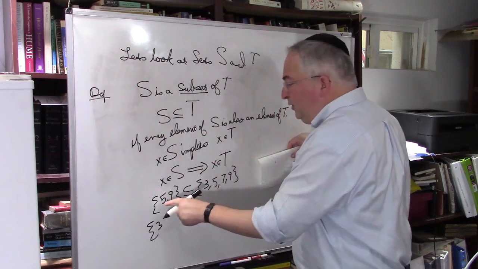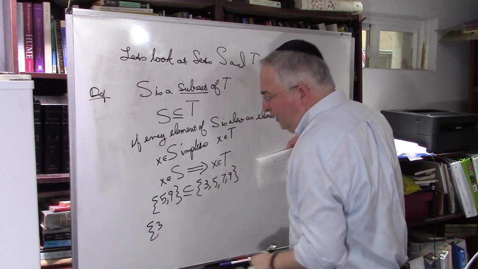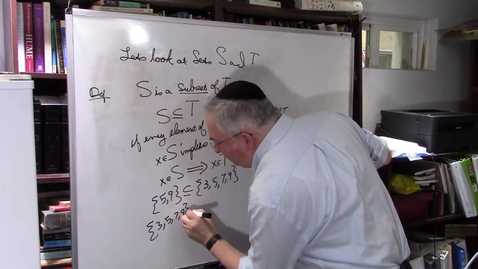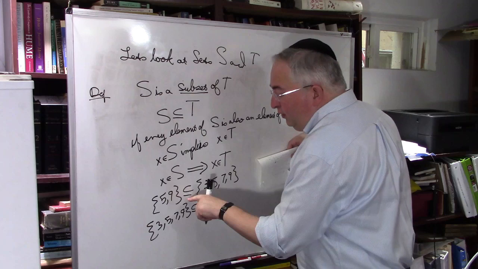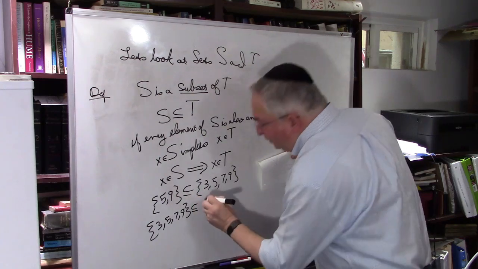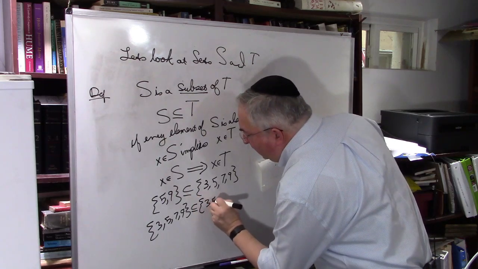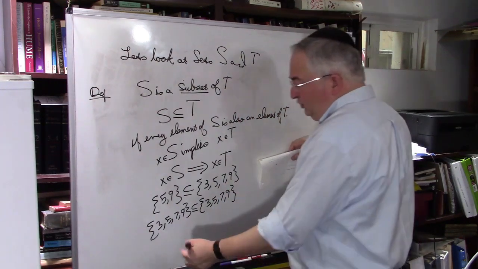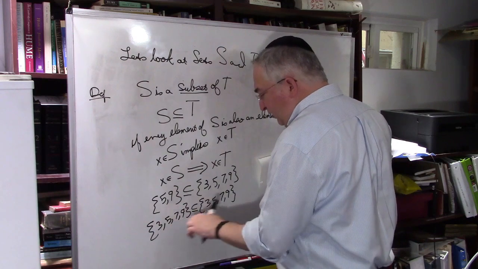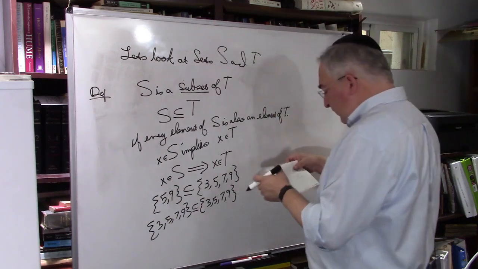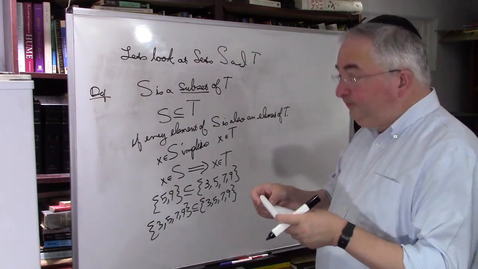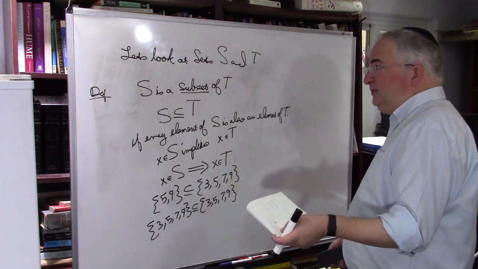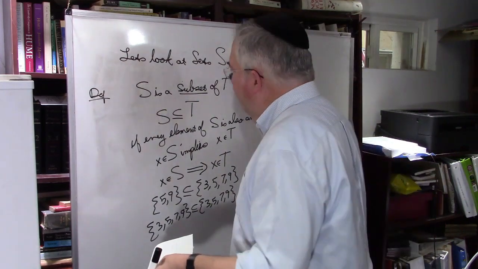Why is this true? Because 5 isn't here, 9 isn't here. Okay, {3, 5, 7, 9} is a subset, or that little line means "or equal to," {3, 5, 7, 9}. Okay, why is this true? Because 3 isn't here, 5 isn't here, 7 isn't here, 9 isn't here. Okay, great. So now we have the definition of what a subset is. Now we talk about something else.